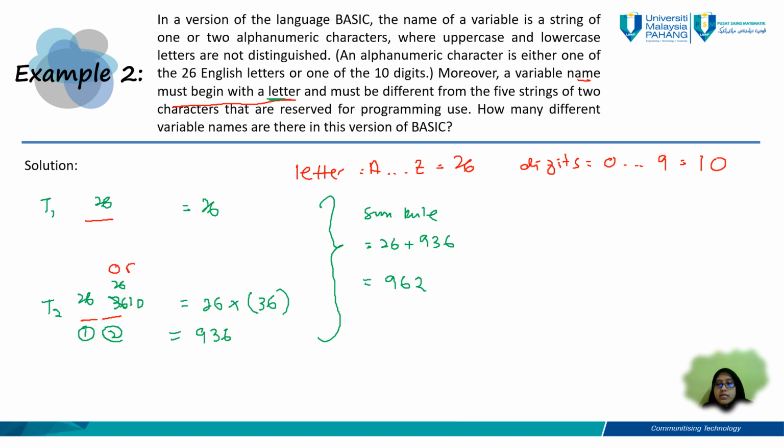But this is not the final answer. We have another condition, the last condition: it must be different from 5 strings of 2 characters. That means from the total 962, we need to subtract 5 characters. That means the final answer is 957.